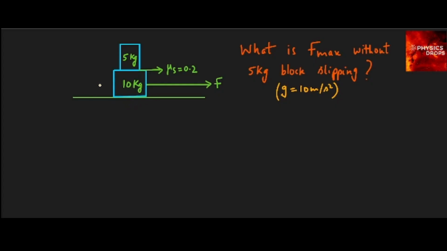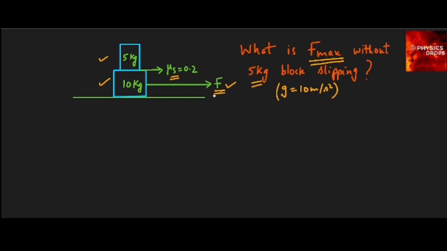There are two blocks as shown here, a 10 kg block and a 5 kg block, stacked on top of each other and placed on a surface. The 10 kg block is pulled toward the right with a force F. Between the 5 kg and 10 kg block, there is a coefficient of friction of 0.2. The question is, what is the maximum force F max with which we can pull the 10 kg block so that the 5 kg block does not slip away?